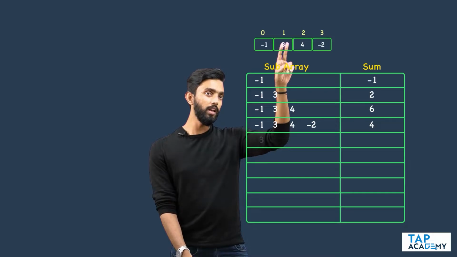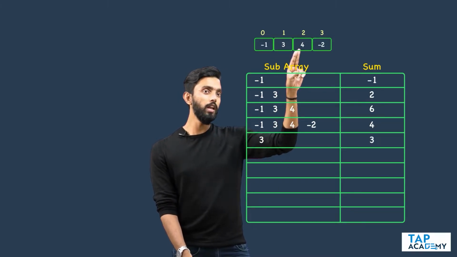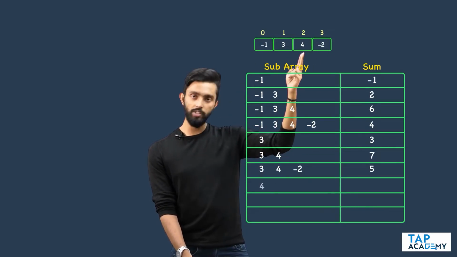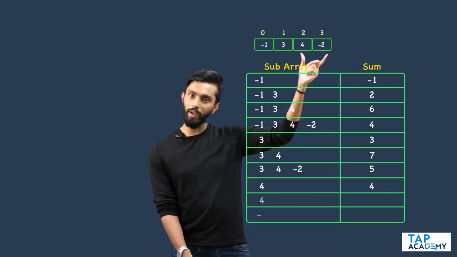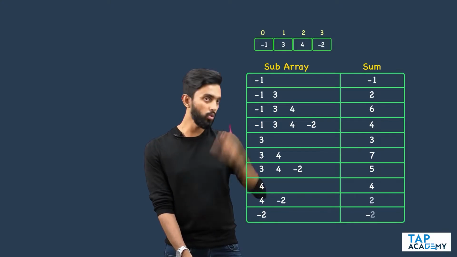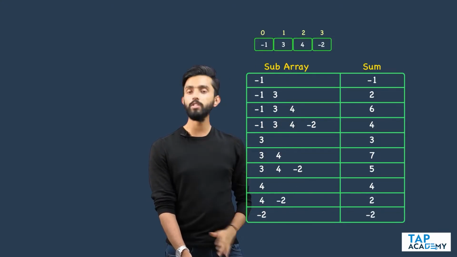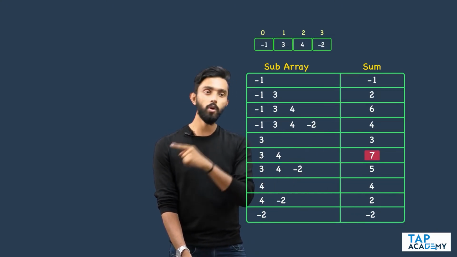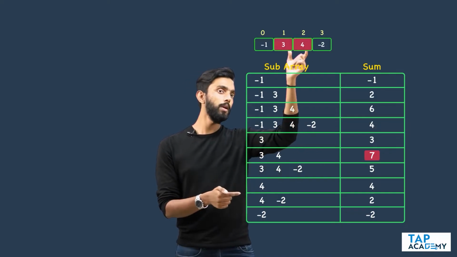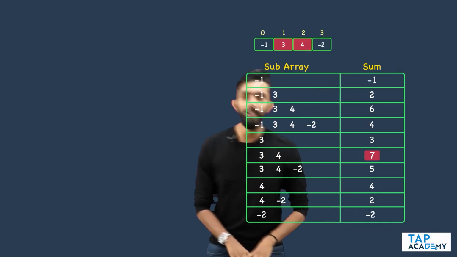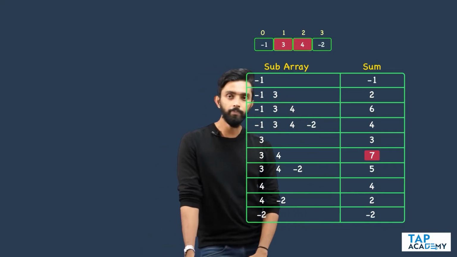Then next one, 3 is a subarray, sum is 3. 3 and 4 is a subarray, if I add, sum is 7. 3, 4 and minus 2 is another subarray, the sum is 5. Then 4 is a subarray, sum is 4 only. 4 and minus 2 is also a subarray, add them together and you will get the sum as 2. So, these are all the different subarrays and their sums. Now, look at all the sums and tell me which is the largest sum? 7, and 7 must be our output, and that is nothing but this subarray, 3 and 4. I hope you are able to think. So, you got the idea of what the question is trying to ask you.